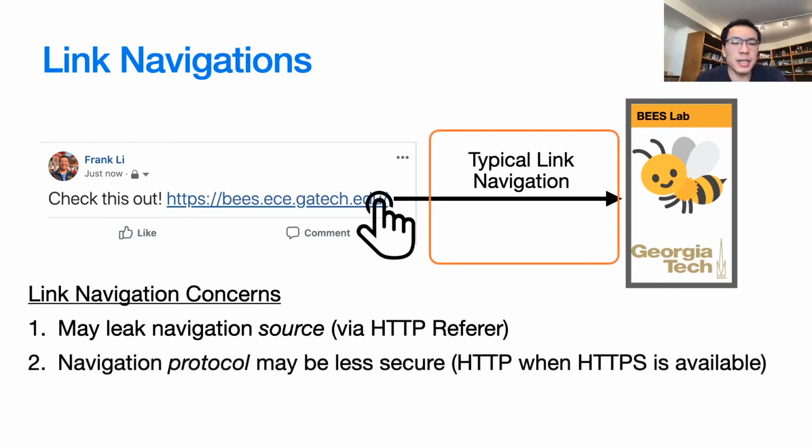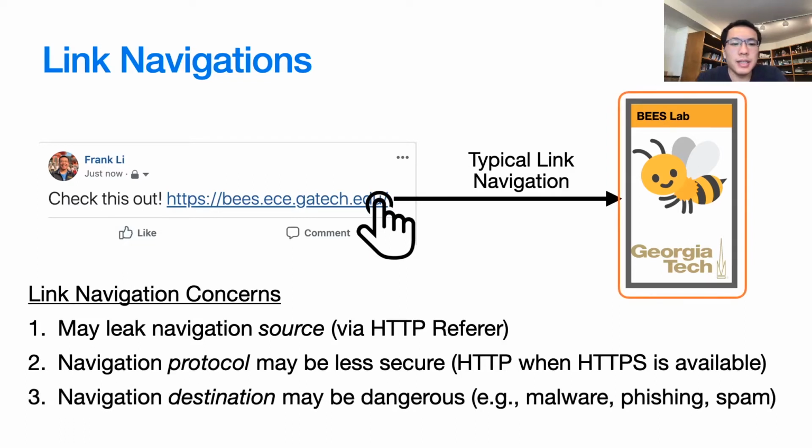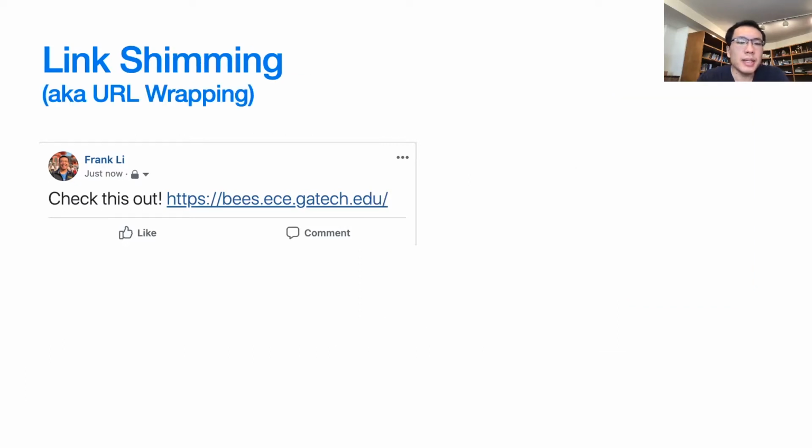Another concern is that the navigation protocol may be less secure than ideal, such as when the link is an HTTP one, but the destination does support HTTPS. Finally, the navigation destination itself may be dangerous for the user to visit. Now, link shimming is a technique that websites can use to essentially interpose on this link navigation process to try and protect users from the concerns I just mentioned.